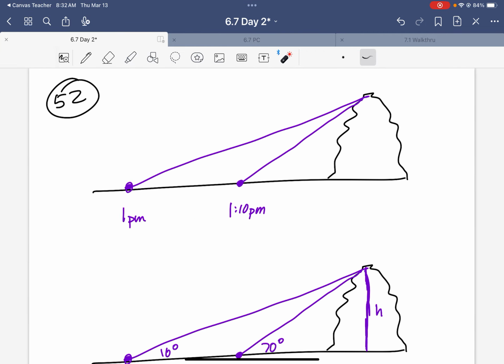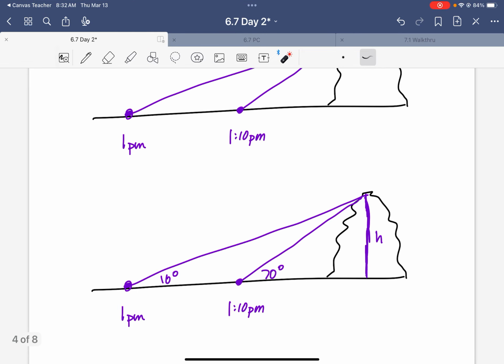Next, here is a mountain, and this is me going along the road. At 1 o'clock, I look up at the peak. Then I drive along the road. At 1:10, I look up at the peak. At 1 o'clock, when I look up at the peak, it is 10 degrees from the horizontal. That's my angle of elevation. And at 1:10, my angle of elevation is 70 degrees to the peak. So that gives us this height h.